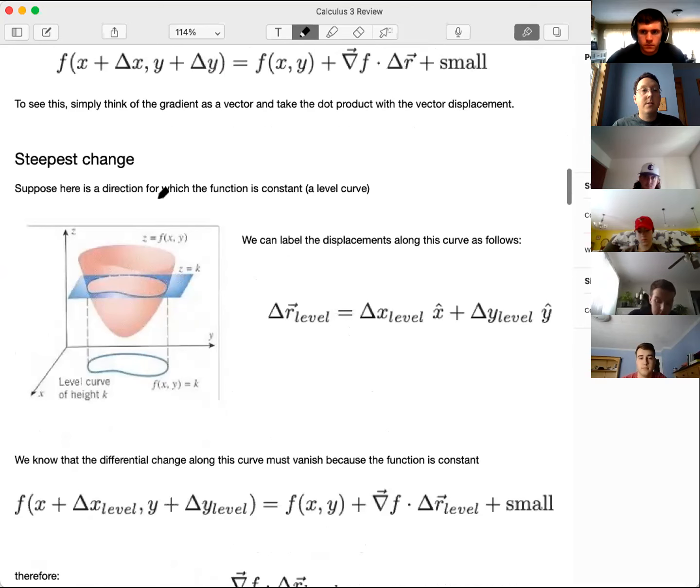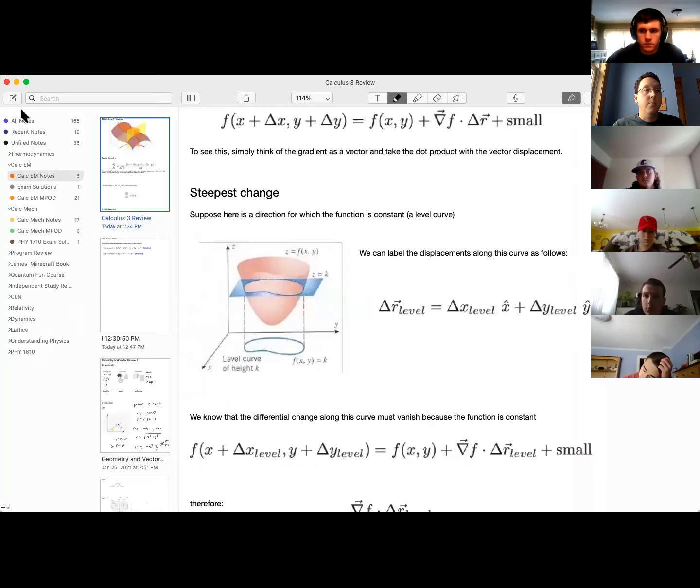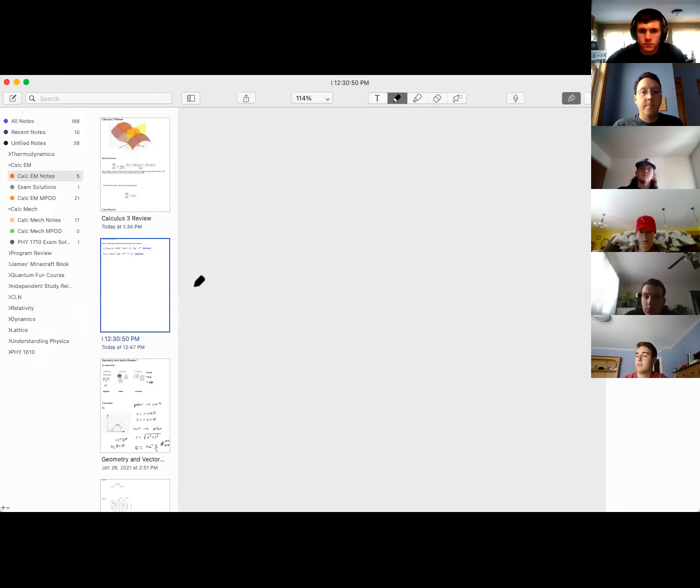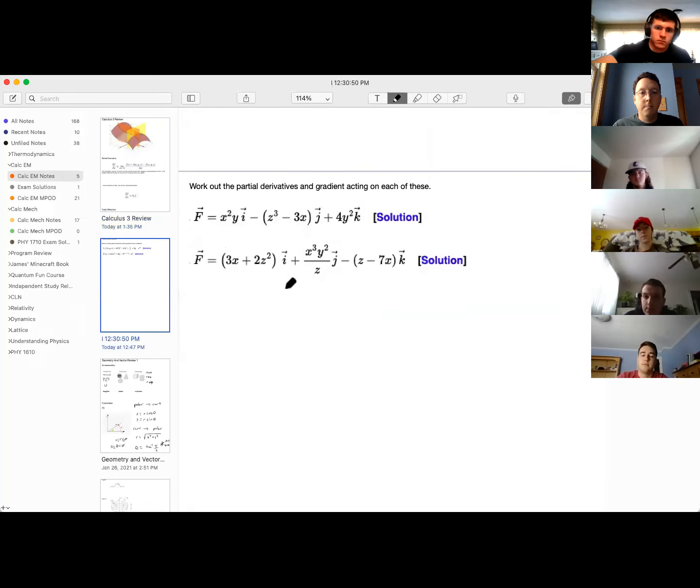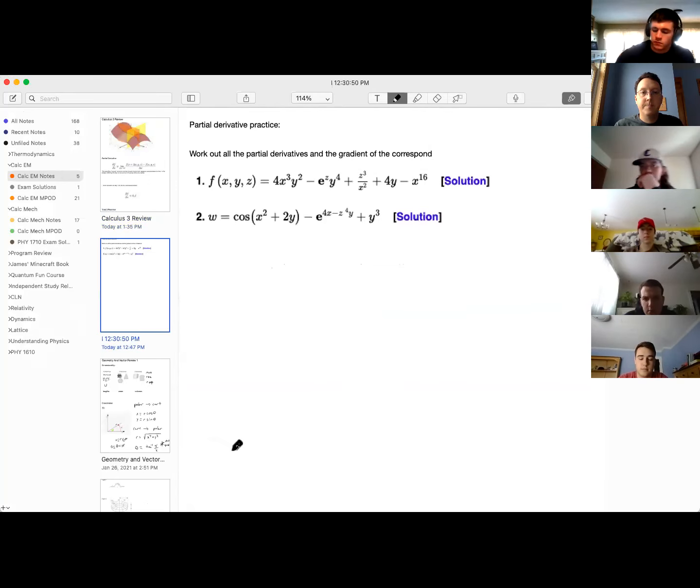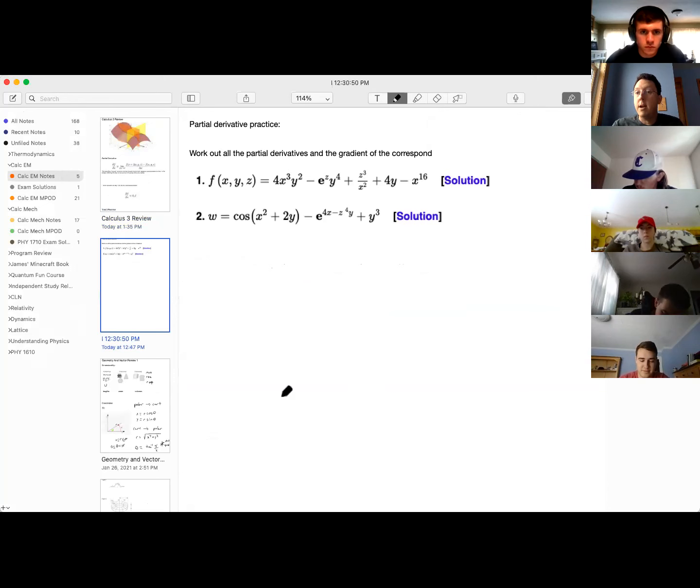You know what? Let's switch and do some practice. Okay. So I have some functions here, and what I want you to do is to work out for these two functions, f and w, the partial derivatives, work them all out, and then write down the gradient vector evaluated at x, y, maybe z.